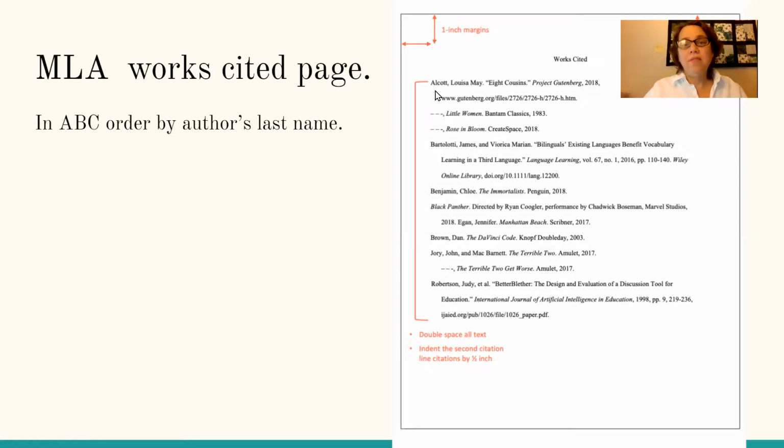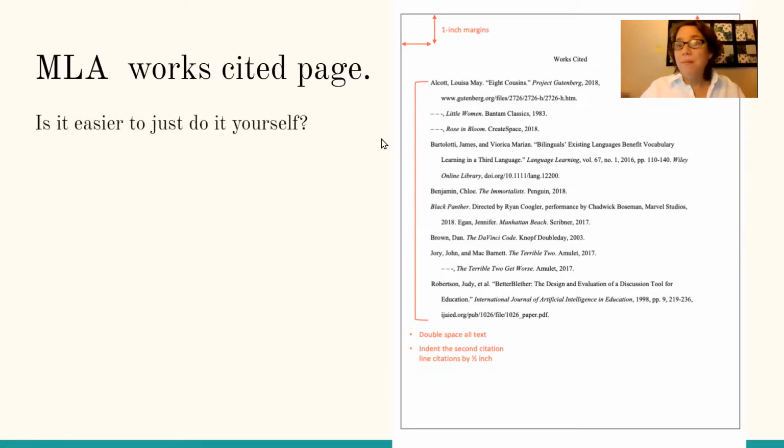Here they have 3 works by the same author, Louisa May Alcott, and so they just put them next to each other like this. They have 2 works by Jory John and McBarnett. Generally, that's unusual, but you never know. Okay, so it's in order of the author's last name, and you don't have to write the author more than once. So I do know that some of you had more than one article by Coates. Just put Coates' last name, Coates, Tanishi, and then the rest of this stuff.